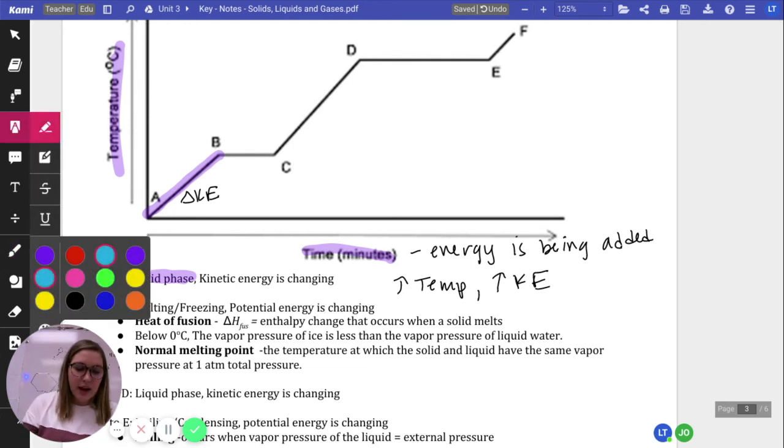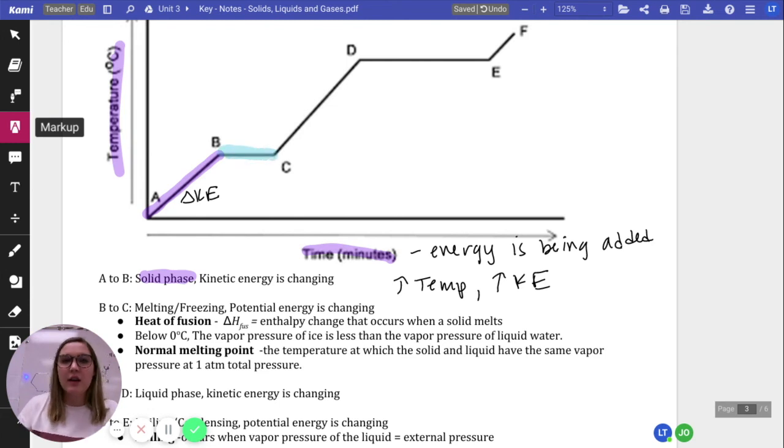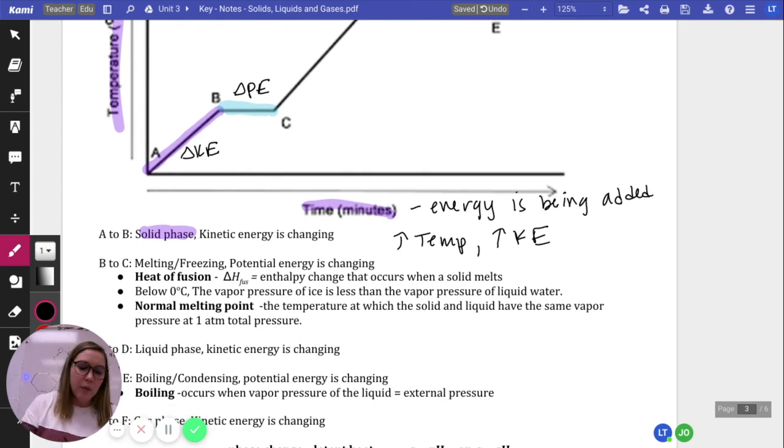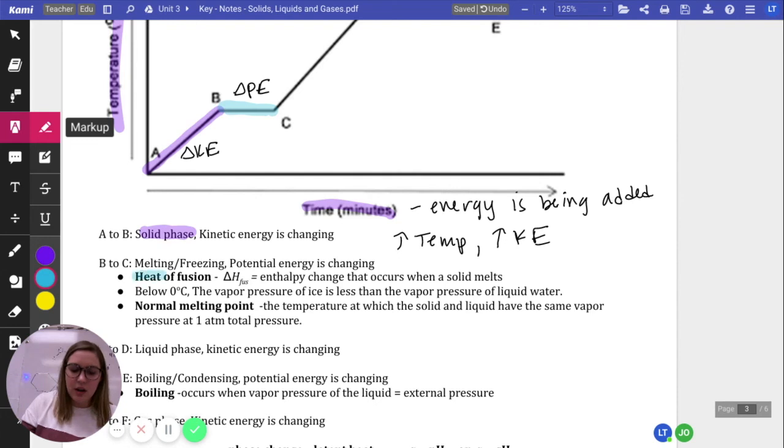Then next we have B to C. In B to C, you guys can see that we kind of level out and our temperature is no longer changing. That's because it is a phase change. All of the energy is still being added, but instead of the energy going to heating up our substance, it's now going to breaking those intermolecular forces. So we have a change in potential energy here. That one would represent melting or freezing. So you're either going from a solid to a liquid or from a liquid to a solid. So melting or freezing. And what we use to calculate here is our heat of fusion.